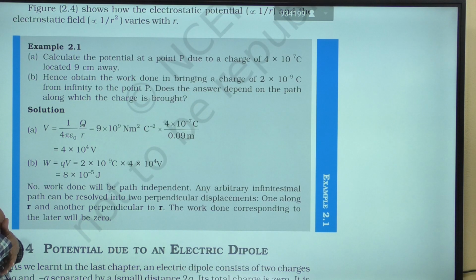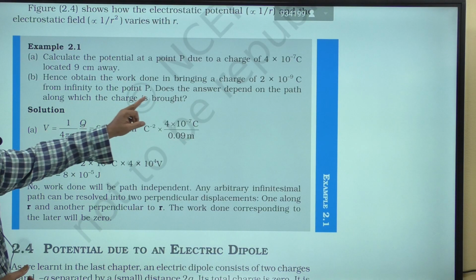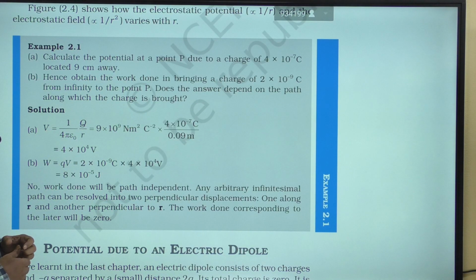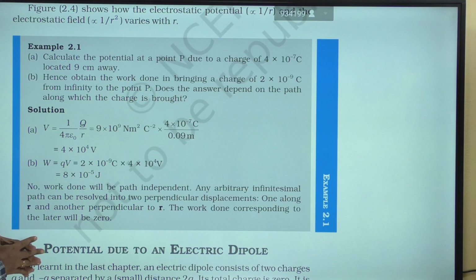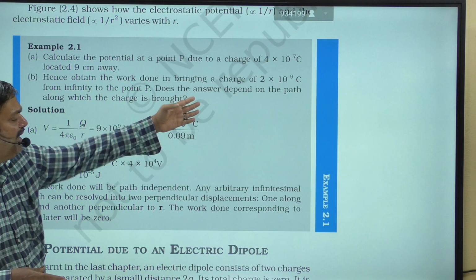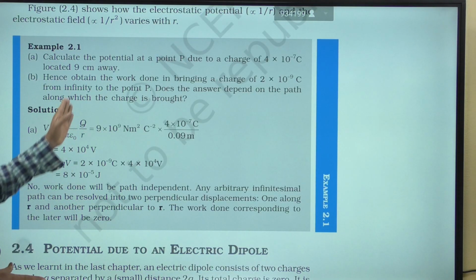Now, what is work done? So work done, as you see here, is the work done in bringing a charge of 2 nanocoulombs from infinity to the point P. Anyway, we know that the work is independent of the path. But what is the work done?